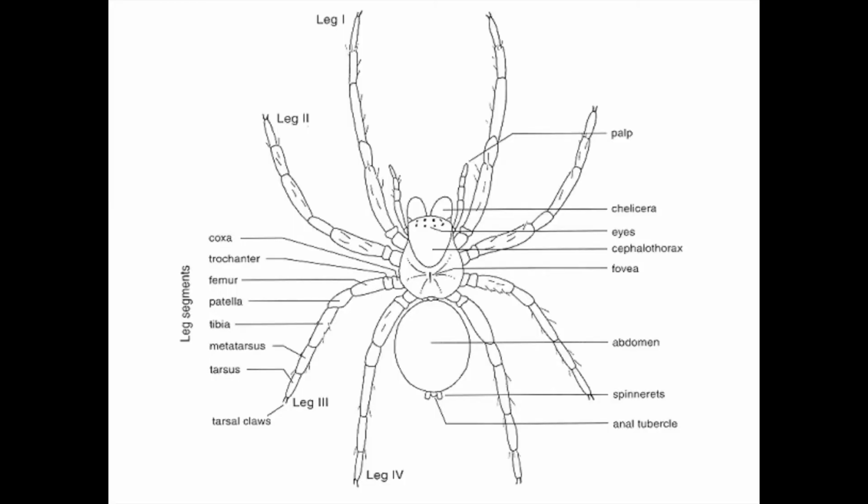So we can see the cephalothorax, the head chest region. We can see the palps, which look like little legs, but these are kind of like the maxillipeds, helping with feeding. We have a total of 4 pairs. So we have a total of 8 legs, 4 on each side. And then you have the abdomen, and at the end you have the anal tube and the spinnerets.